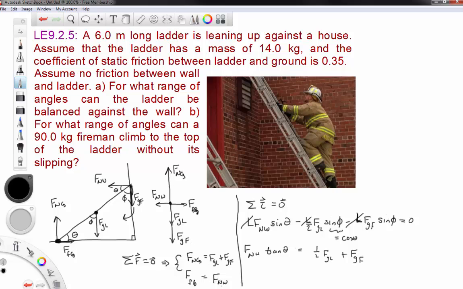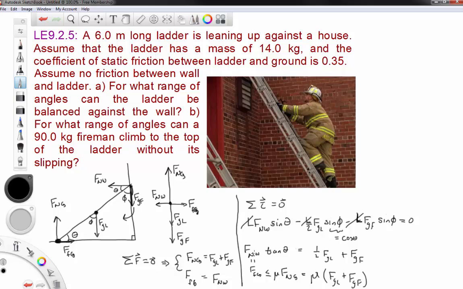Now we go back over here and recall that this right here is also equal to the force of friction, which has to be less than or equal to the coefficient of friction times the normal force with the ground, which in turn is the coefficient of friction times now the weight of the ladder plus the weight of the firefighter. So that's our other modification.